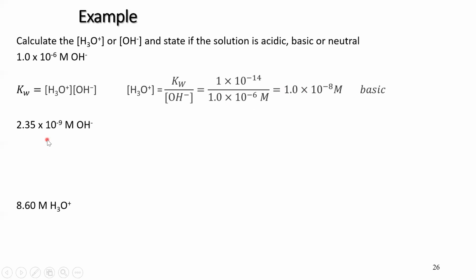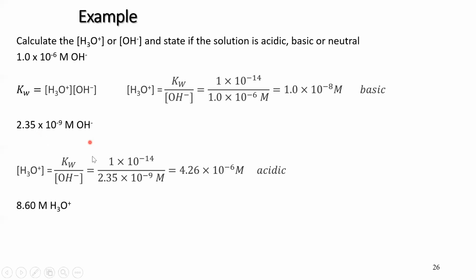The next one, we can't do in our heads because it's 2.35 times 10 to the minus 9. But modeling what we did up here, if the hydroxide ion concentration is 2.35 times 10 to the minus 9, calculate what the hydronium ion concentration would be. Okay, so work it out. Use your calculator. And then once you figure out your hydronium ion, figure out whether it's acidic, basic, or neutral. All right, so let's see how you did.